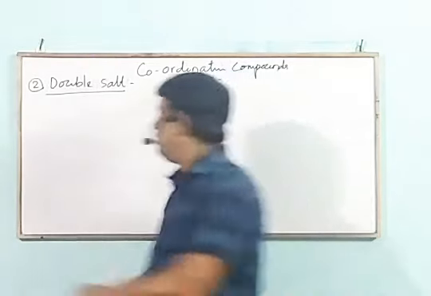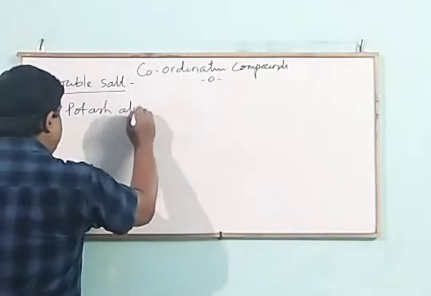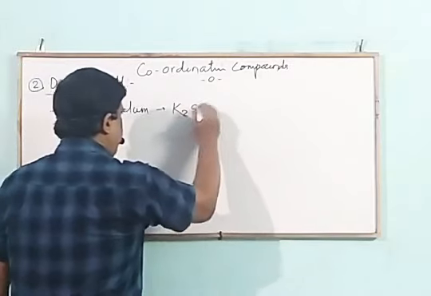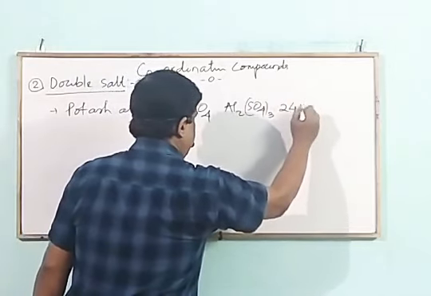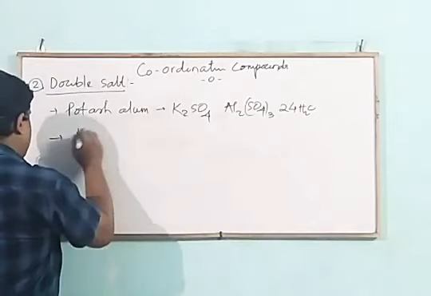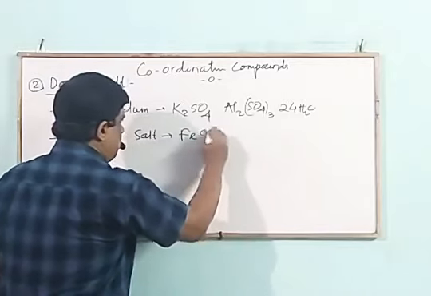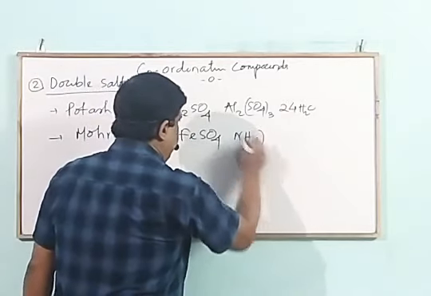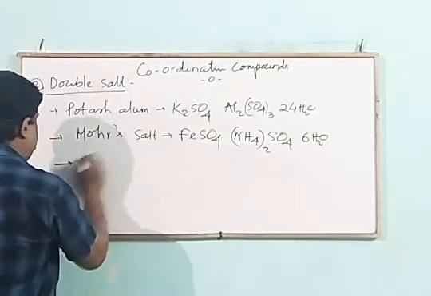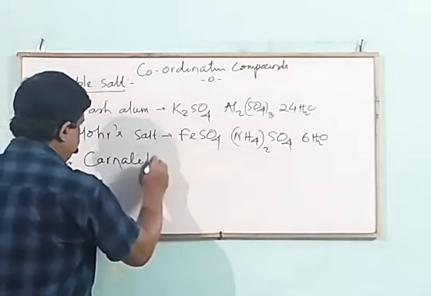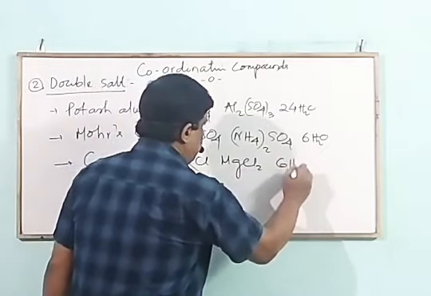For example, potassium sulfate with aluminium sulfate, 24 water. Mohr's salt, formula ferrous sulfate, ammonium sulfate, 6 water. Another example, carnallite, potassium chloride, magnesium chloride, 6 water.